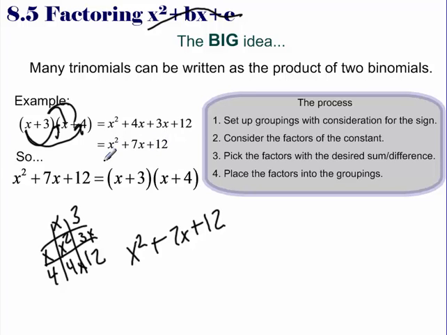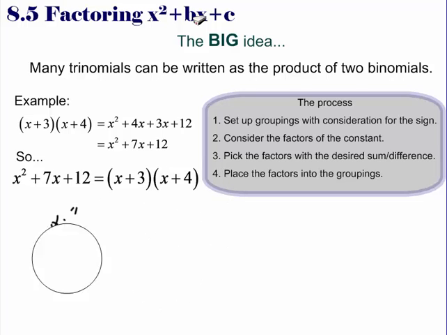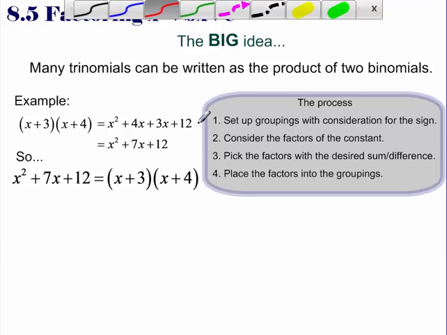Well, now we're going to go from this back to this. And the way that we do that, we need to remember a couple things. So if you got a highlighter, or if you want to write these down, this gray box is very important. So, the process. Number one, we set up groupings with consideration for the sign.